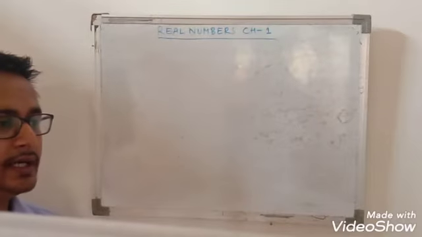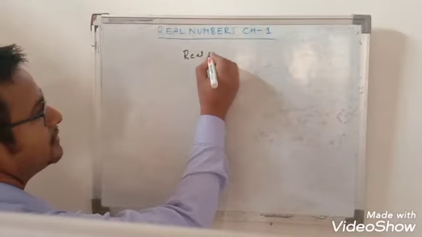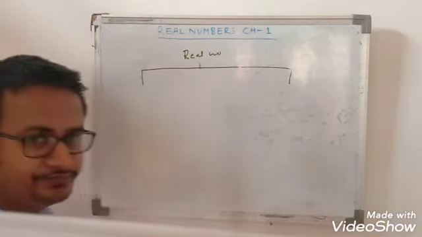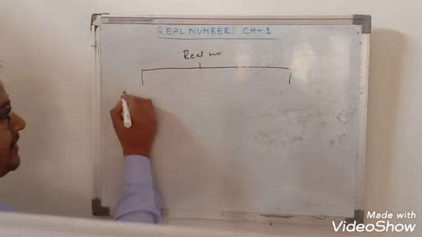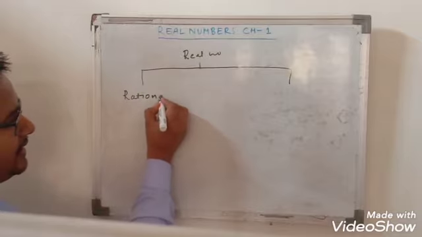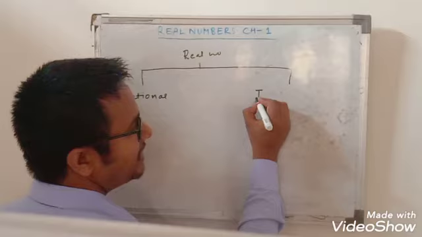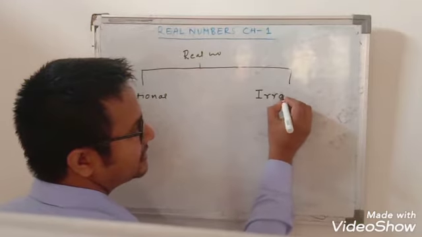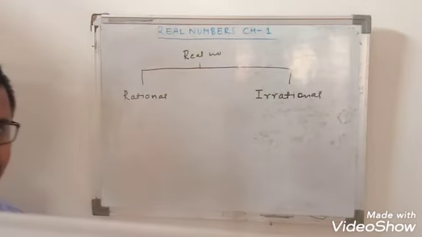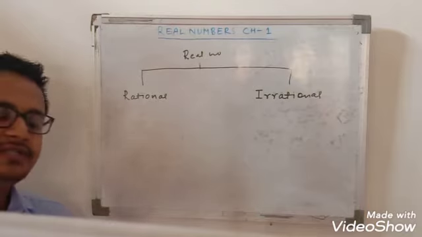So first, real numbers have been divided into two groups: rational numbers and irrational numbers. You know this. And this rational number, what is the definition of the rational number?